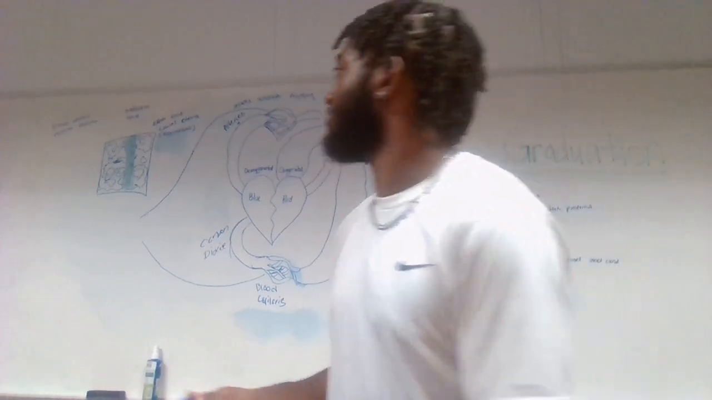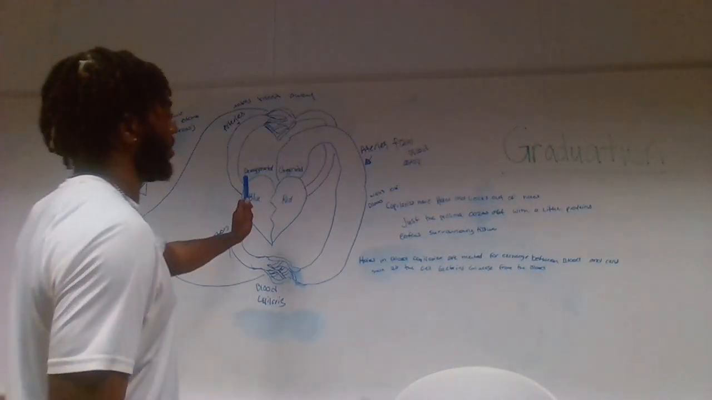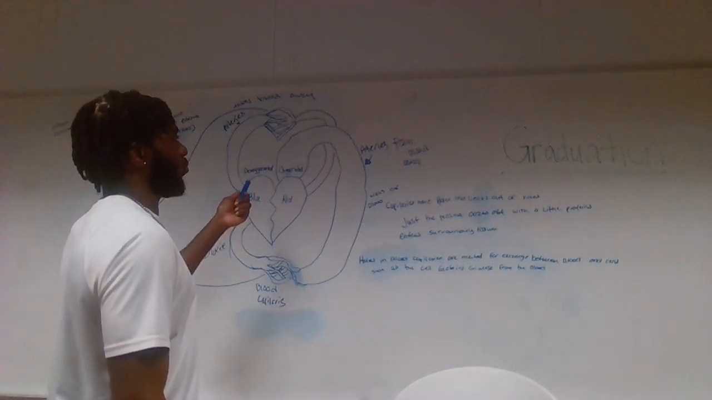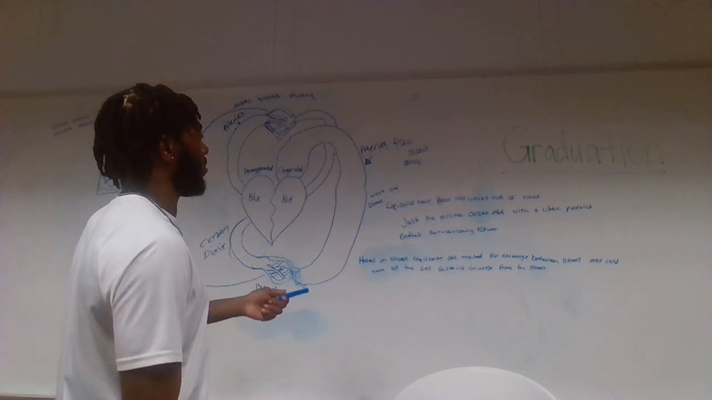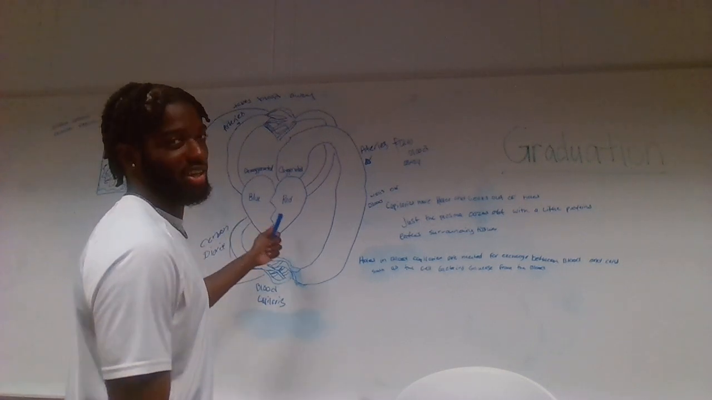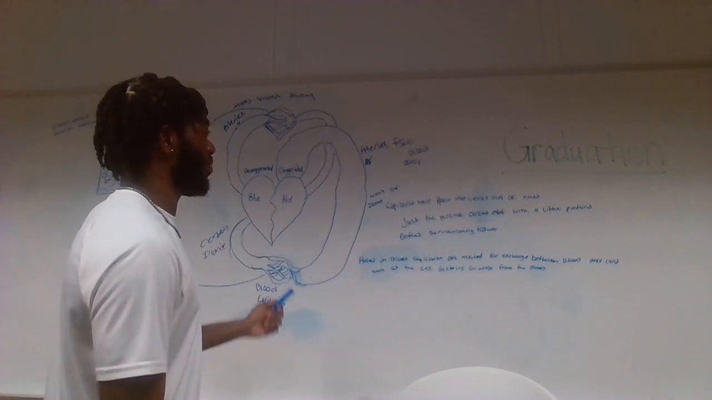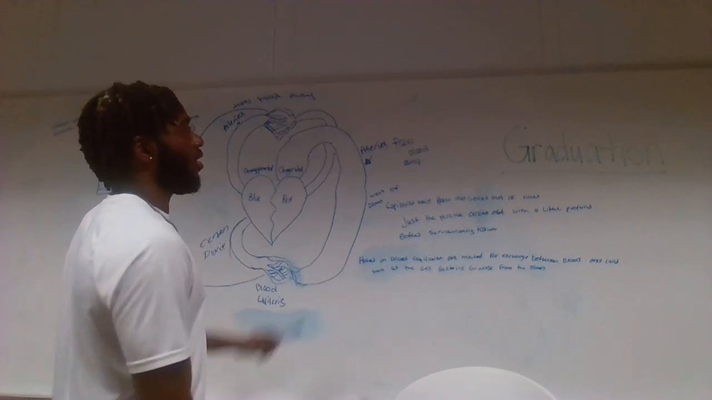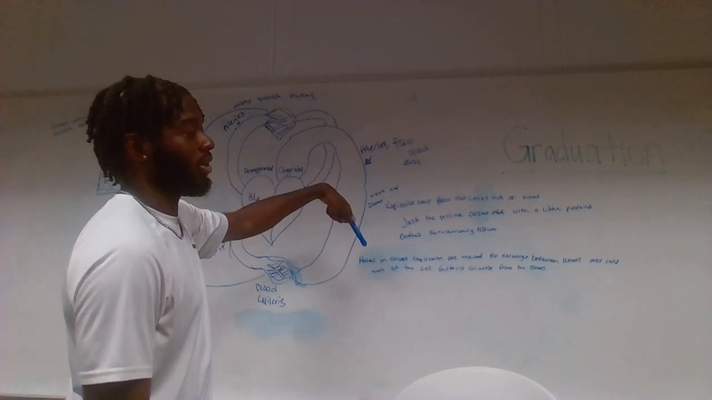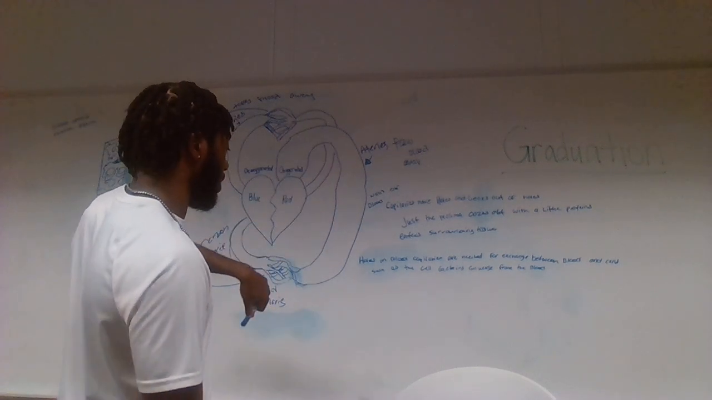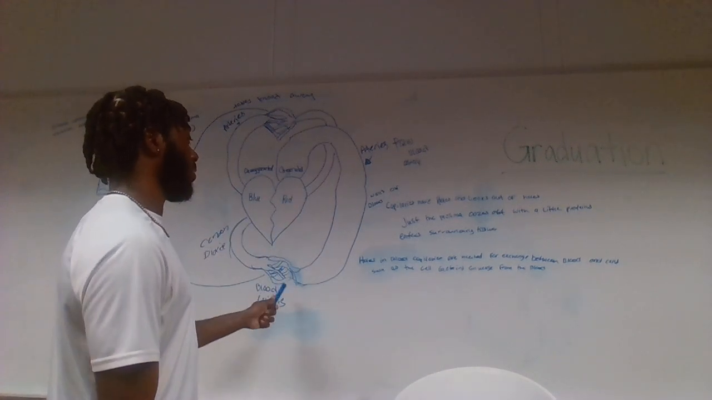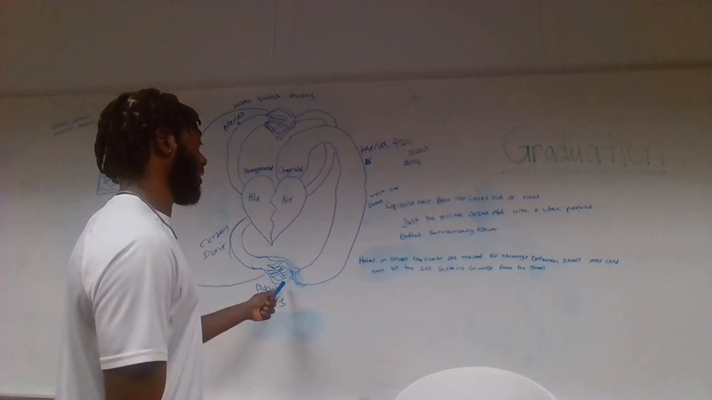So we essentially have our heart, right? The left side deals with deoxygenated blood, and the right side, which is red, is supposed to deal with oxygenated blood. Our arteries are used to take blood away from the heart, and then that blood is transferred through blood capillaries.